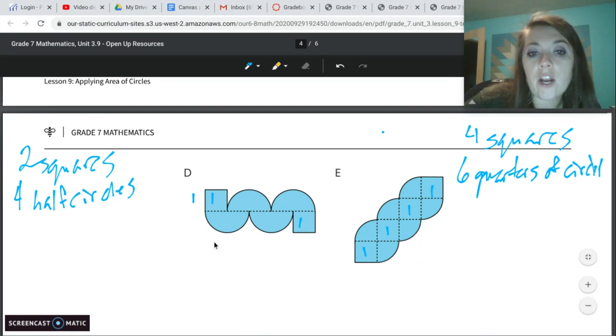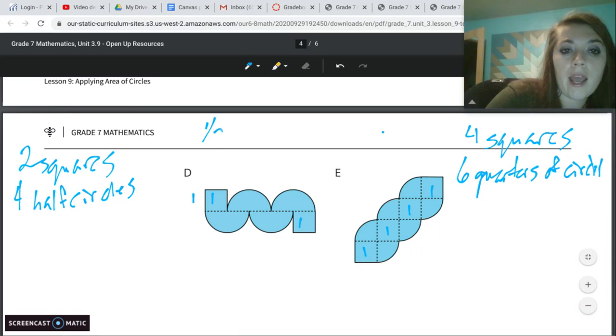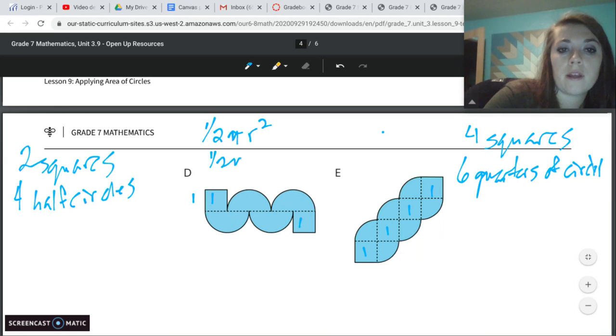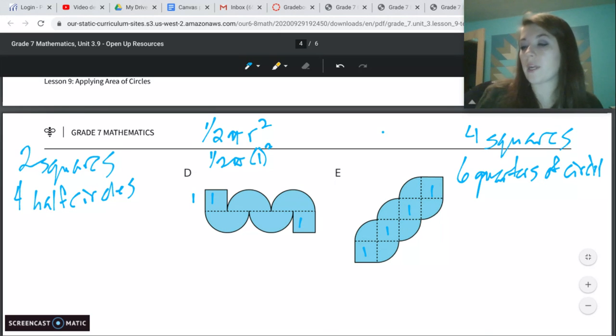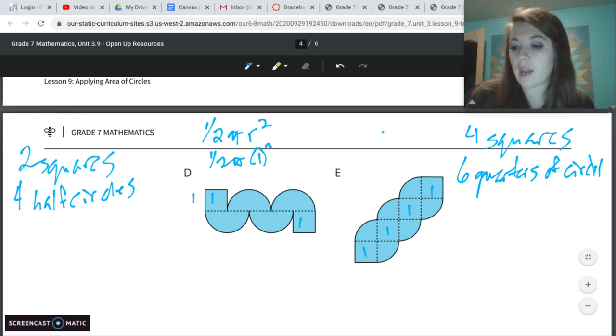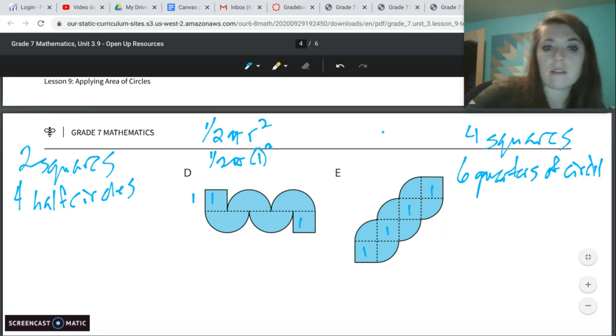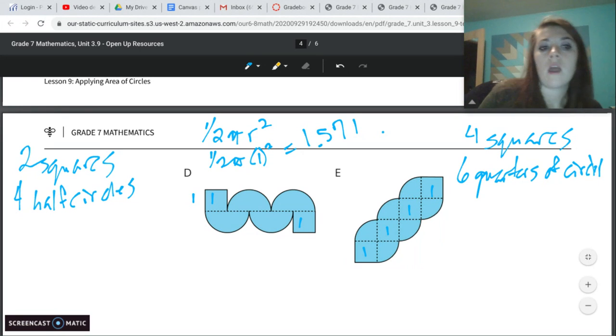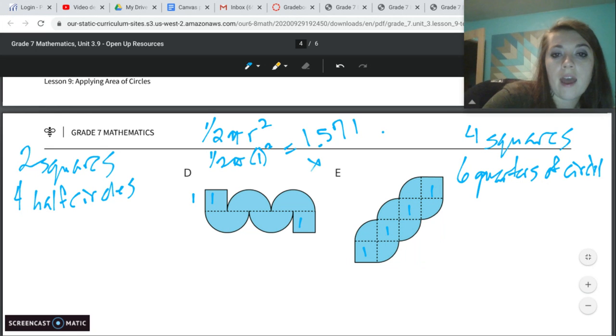So to find the area of the half circles and the quarter circles, well, for the half circles, we're going to do 1/2 pi r squared because it's half of a circle. Well, notice if all the side measures are 1 on this square, then the radius is 1 for this. So we're going to have 1/2 pi 1 squared. 1 squared is just 1, so we're going to have a half pi, and 1/2 pi is 1.571. And we have 4 of those, so we're going to multiply that by 4.